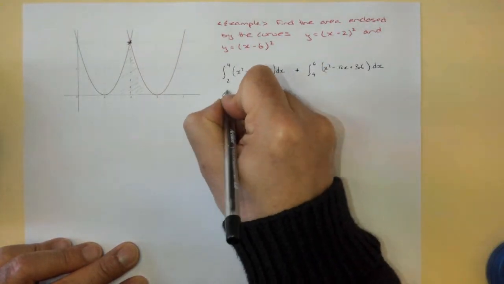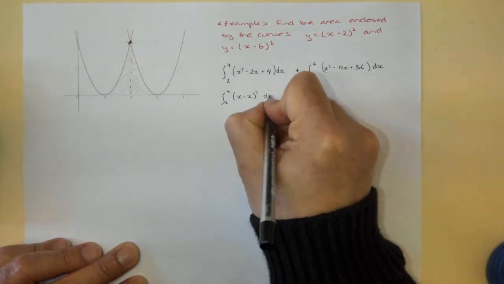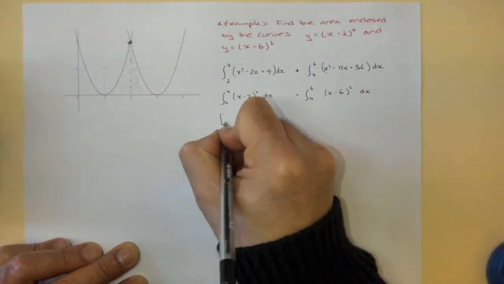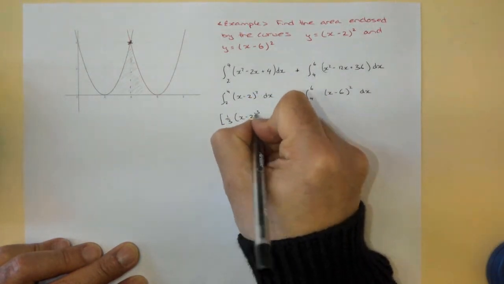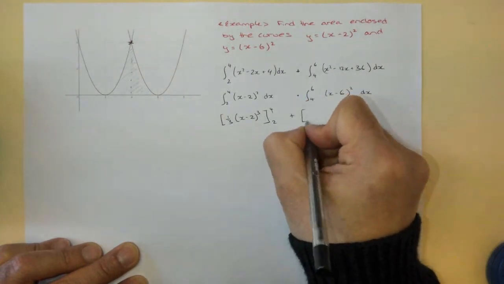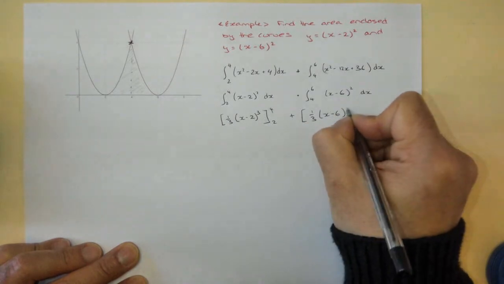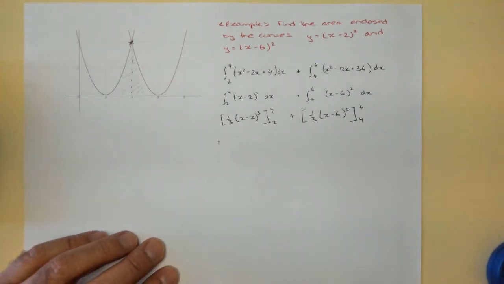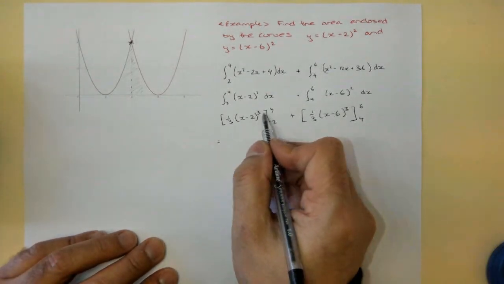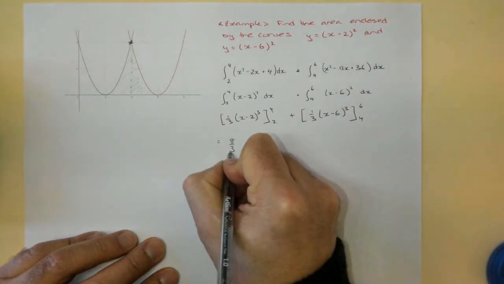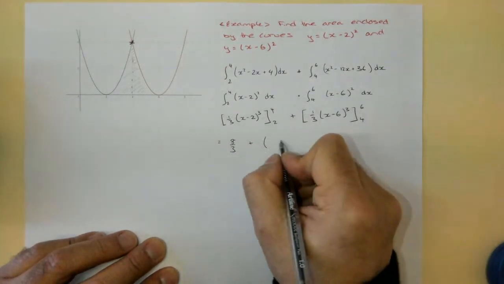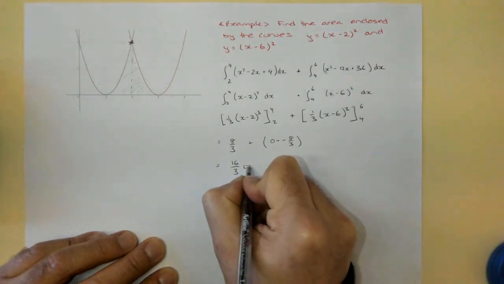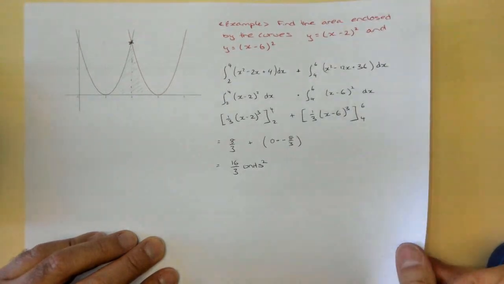So if I didn't expand it, you'd still get the same solutions. We'd get a third (x minus 2) to the power 3 from 2 to 4, and a third (x minus 6) to the power 3 from 4 to 6. Plugging in 4 and subtracting 2, I get 8 thirds. This would be 0 minus -8 thirds, which gives me another 8 thirds, so it gives me 16 over 3 squared units. Okay.